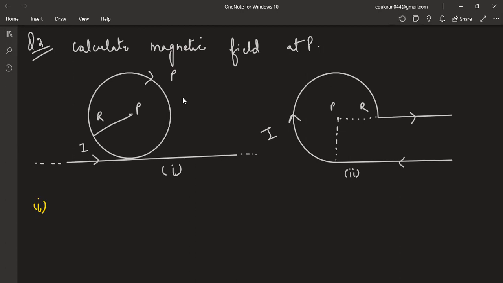See, you will be getting two magnetic fields. One will be due to the circular wire, one will be due to the straight wire. Mu naught I, pi minus 1, divided by 2 pi r. Yes, right, Krishna. Correct answer. This is how we will do it.